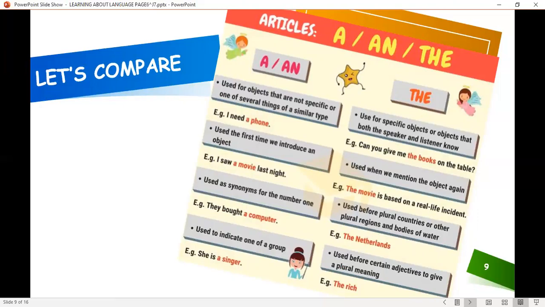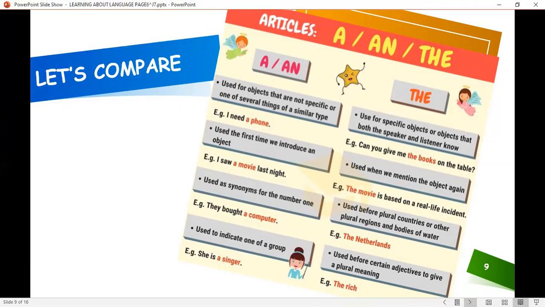A and an are used the first time we introduce an object. For example, I saw a movie last night. A and an हम तब यूज करते हैं जब हम फर्स्ट टाइम किसी चीज को इंट्रोड्यूस करवा रहे होते हैं, जिसके बारे में आपका जो लिसनर होता है, जिससे आप बात कर रहे होते हैं, उसको नहीं पता होता. For example, I saw a movie last night. That is something the listener doesn't know.